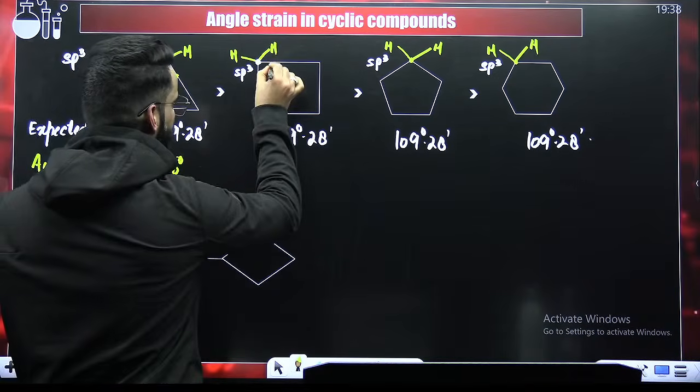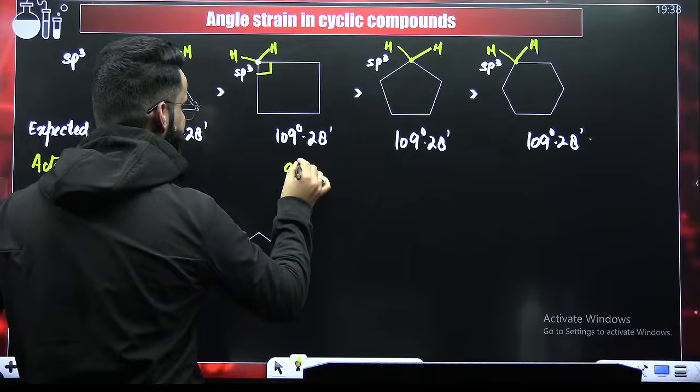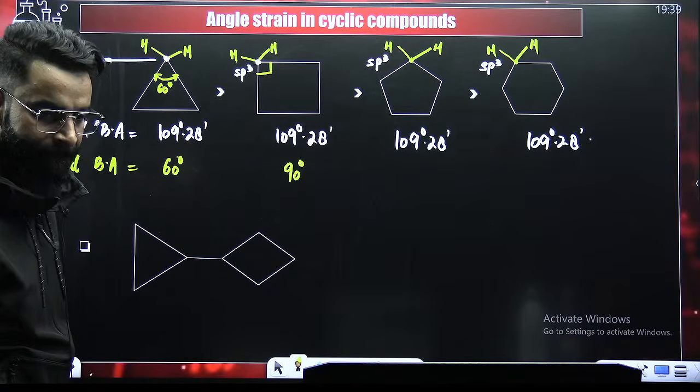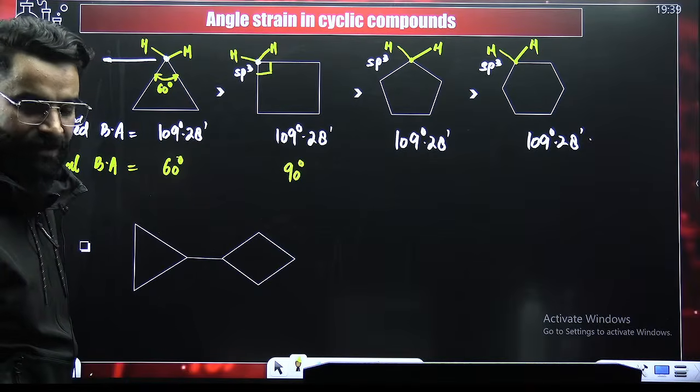For example, here, what is the actual bond angle? Actual bond angle is 90 degree. Do you understand? The actual bond angle is 90 degree.